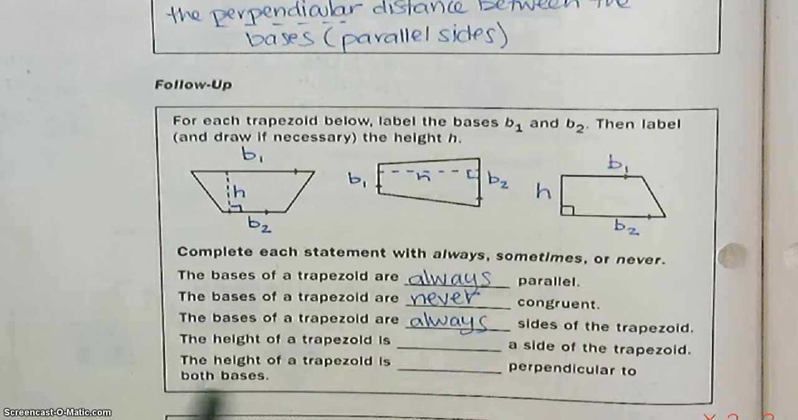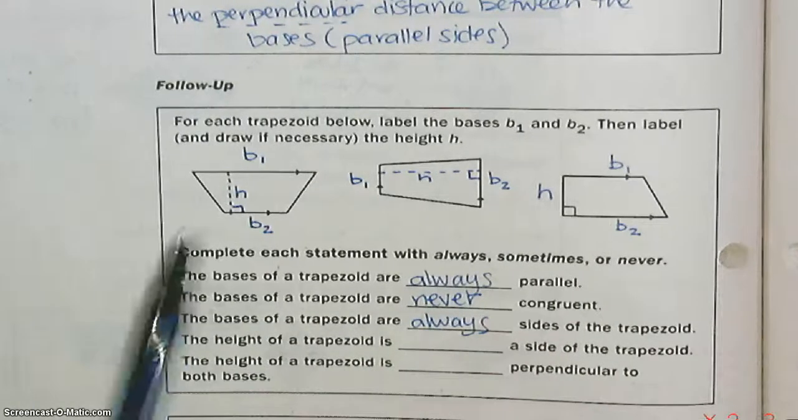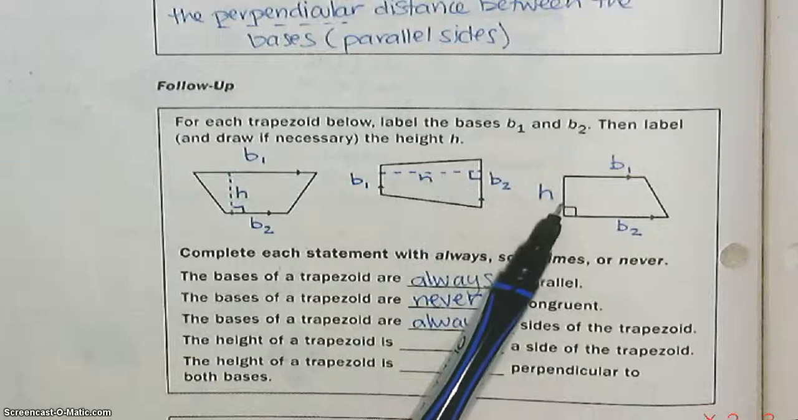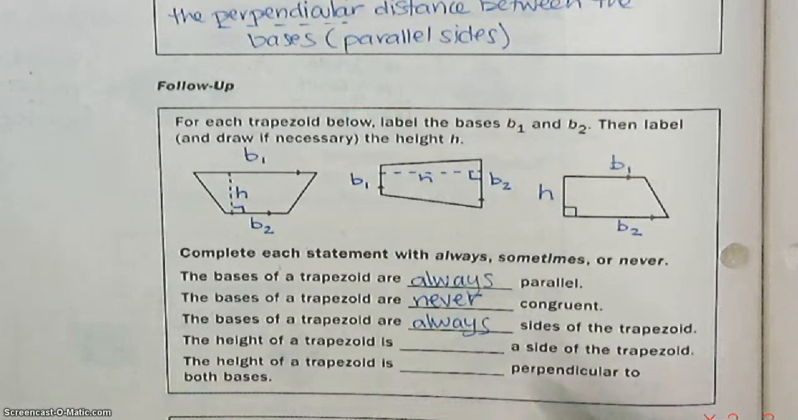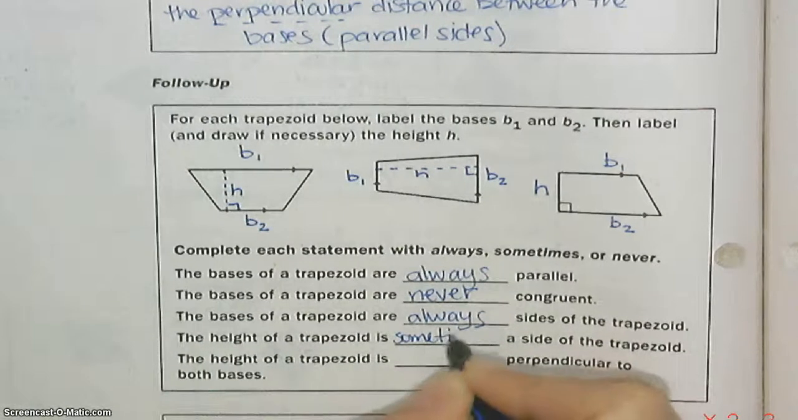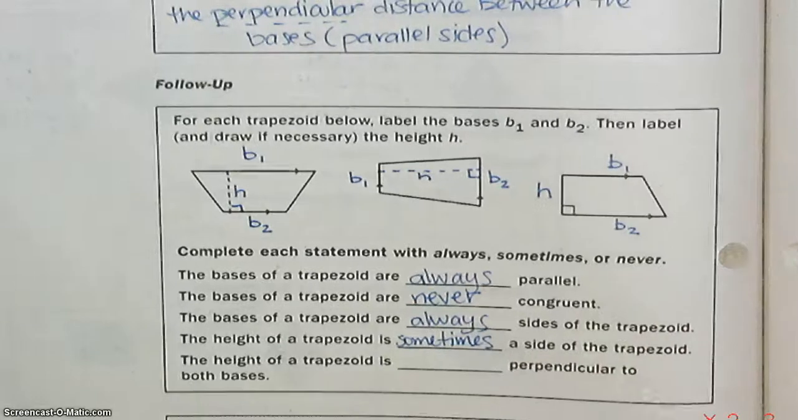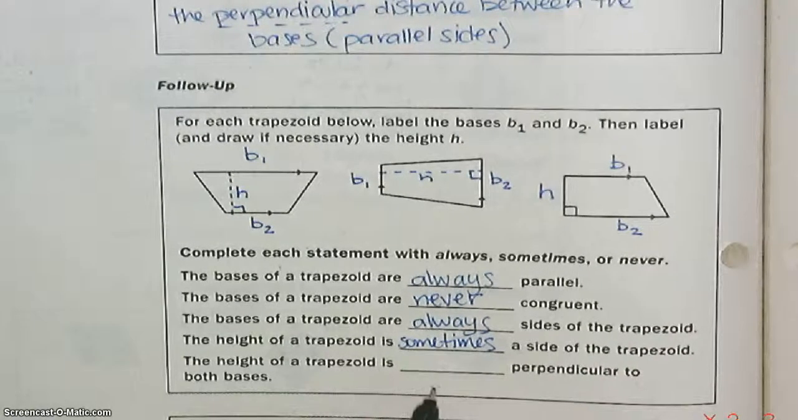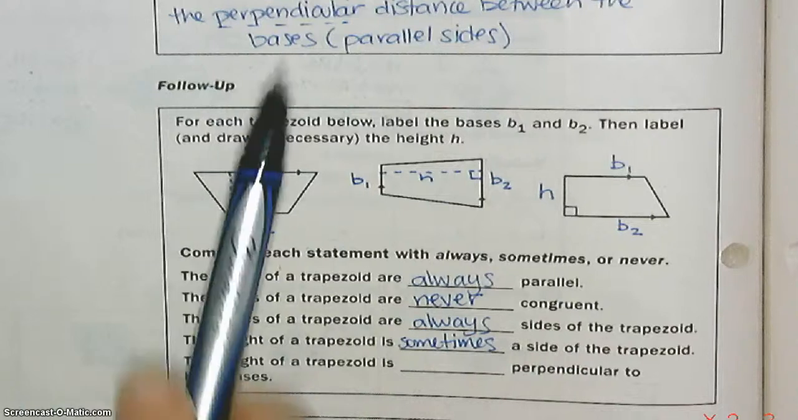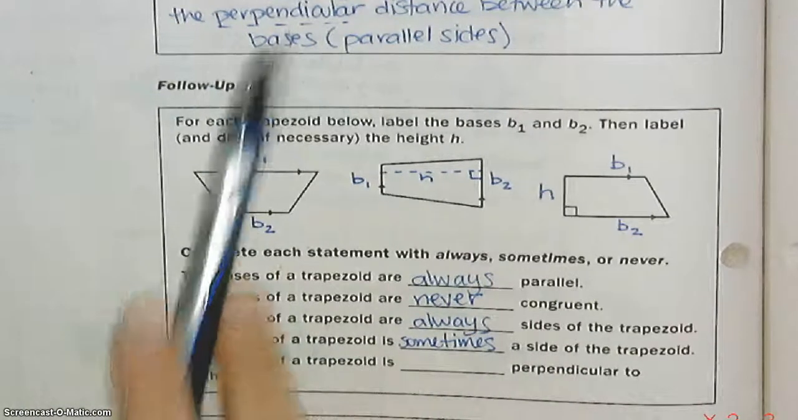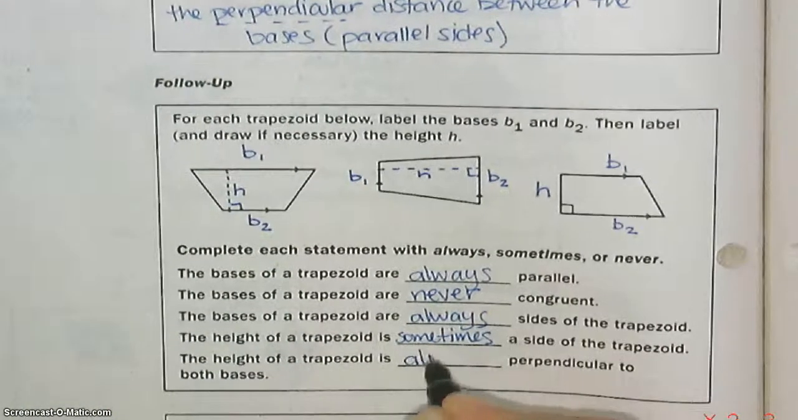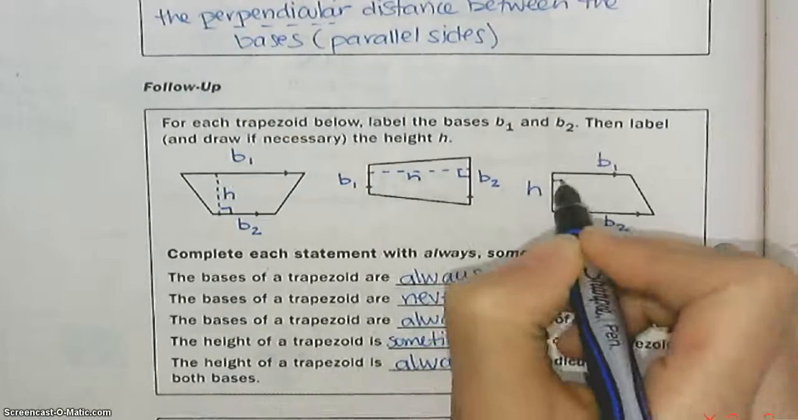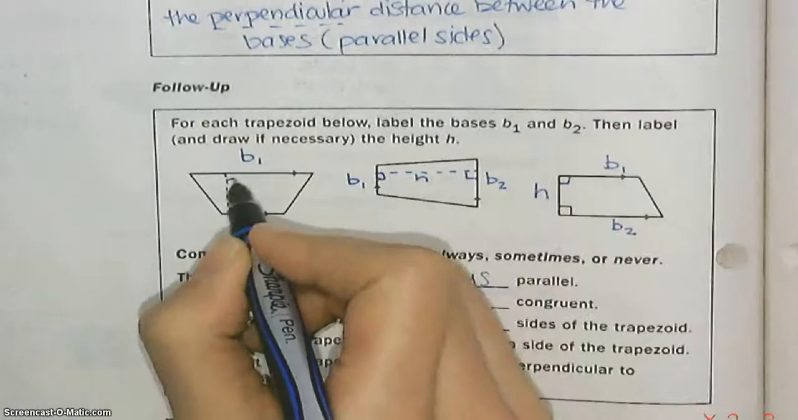The height is sometimes, always, or never a side. Let's look at here. This is not the side. That's not the side, but that is the side. So it's sometimes the side when you have the right angle in there. The height of the trapezoid is sometimes, always, or never perpendicular to both bases. Well, it's defined as being the perpendicular distance. It's always perpendicular. All right, so if we wanted, we could put right angles in the top and the bottom.